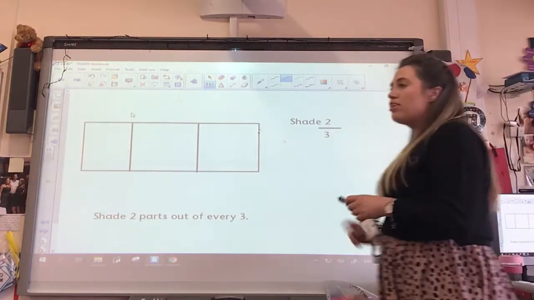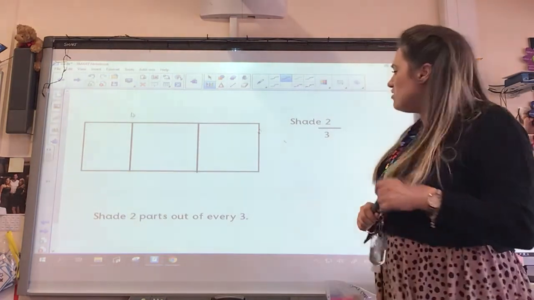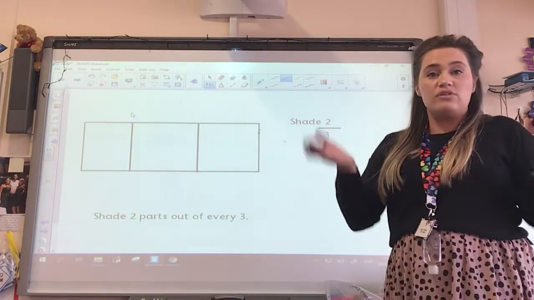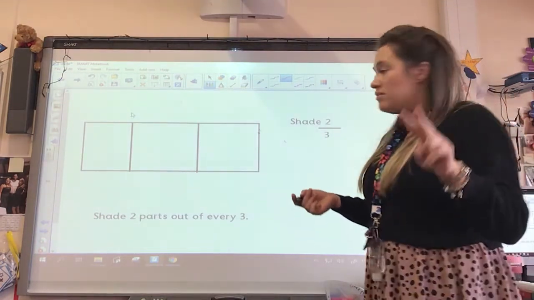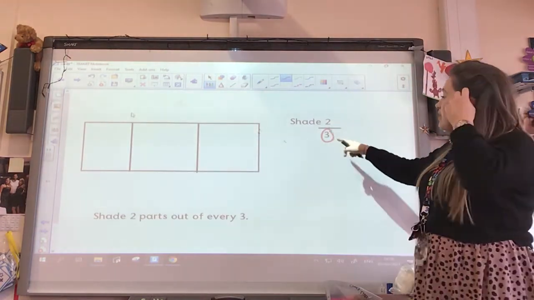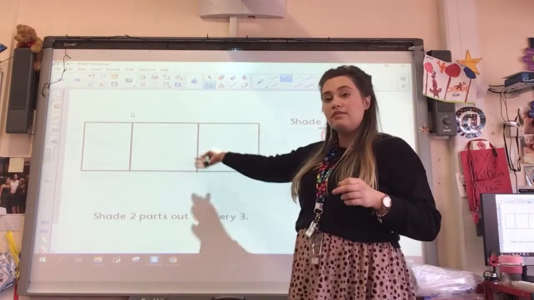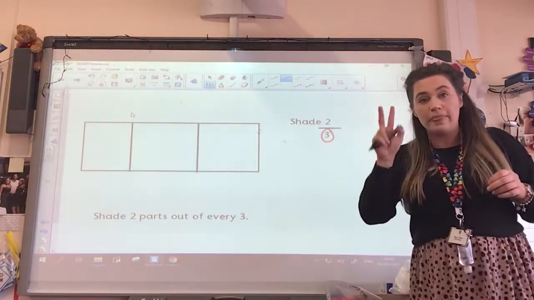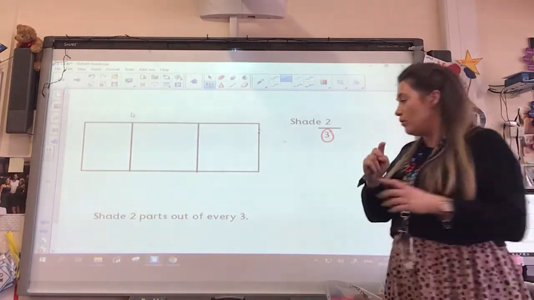Shade 2/3 of this shape. Shade 2 parts out of every 3. So we've got 3, so we just need to shade in 2 of those equal parts. So my denominator, just checking that fraction again, my denominator is 3. My rectangle has been split into 3 equal parts. My numerator is 2. That means I need to colour in 2 equal parts.